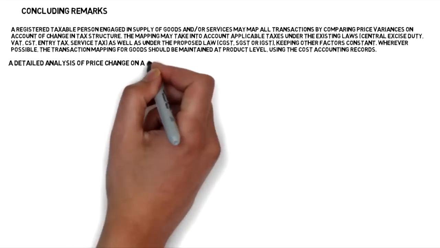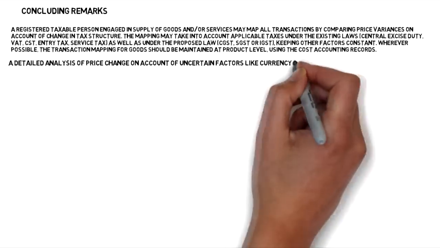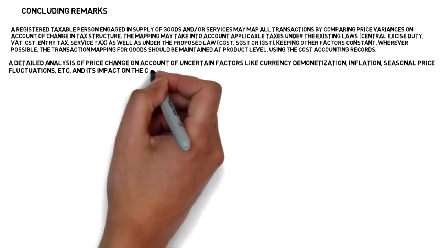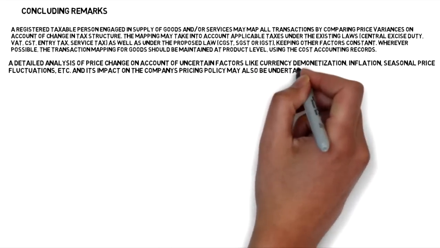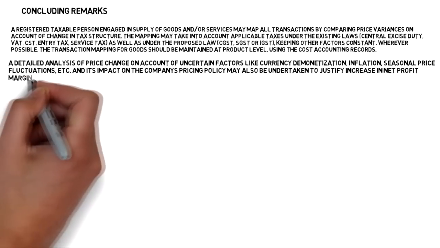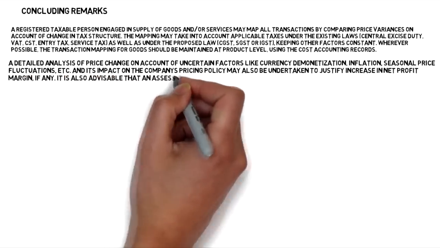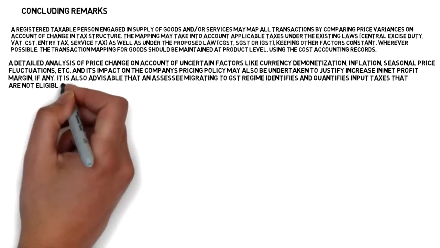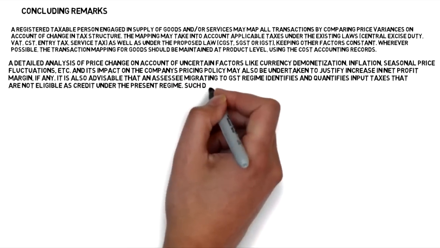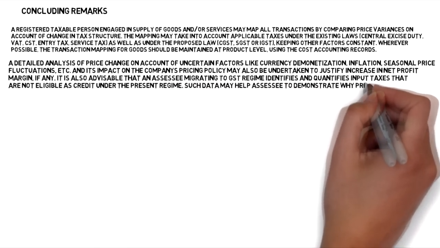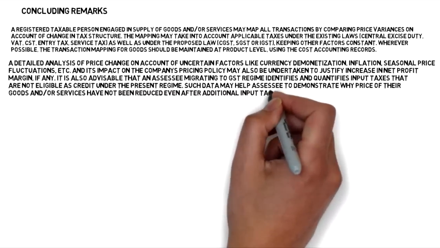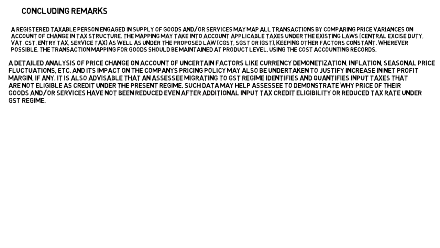A detailed analysis of price change on account of uncertain factors like currency demonetization, inflation, seasonal price fluctuation, etc., and its impact on the company's pricing policy may also be undertaken to justify increase in net profit margin, if any. It is also advisable that an SSC migrating to the GST regime identifies and quantifies input taxes that are not eligible as credit under the present regime. Such data may help SSC to demonstrate why the price of their goods or services have not been reduced even after additional input tax credit eligibility or reduced tax rate under the GST regime.